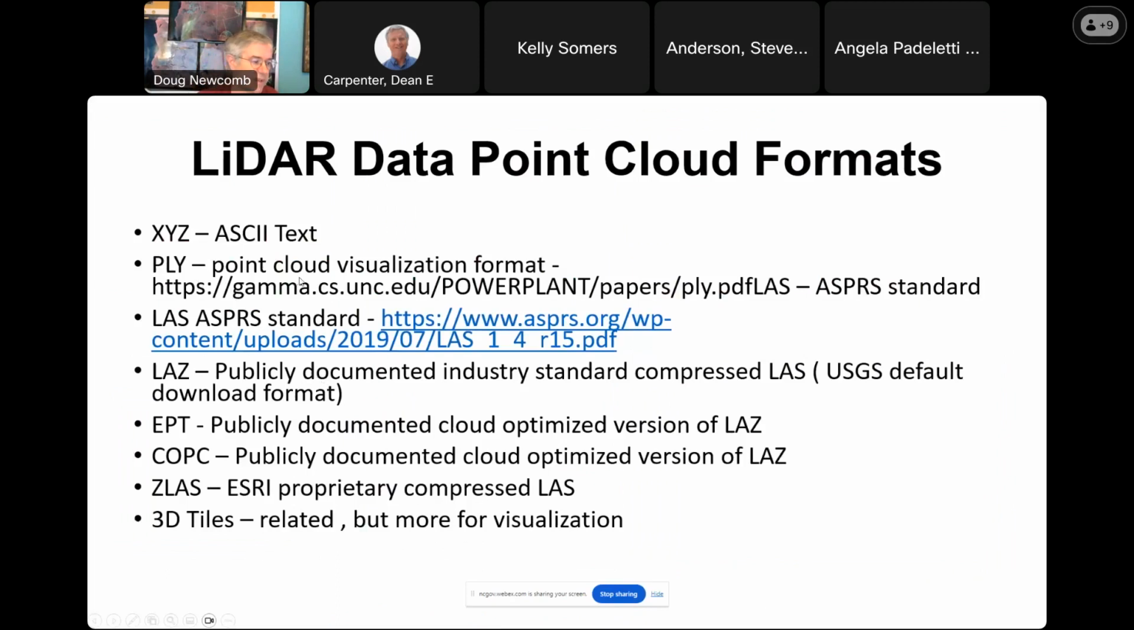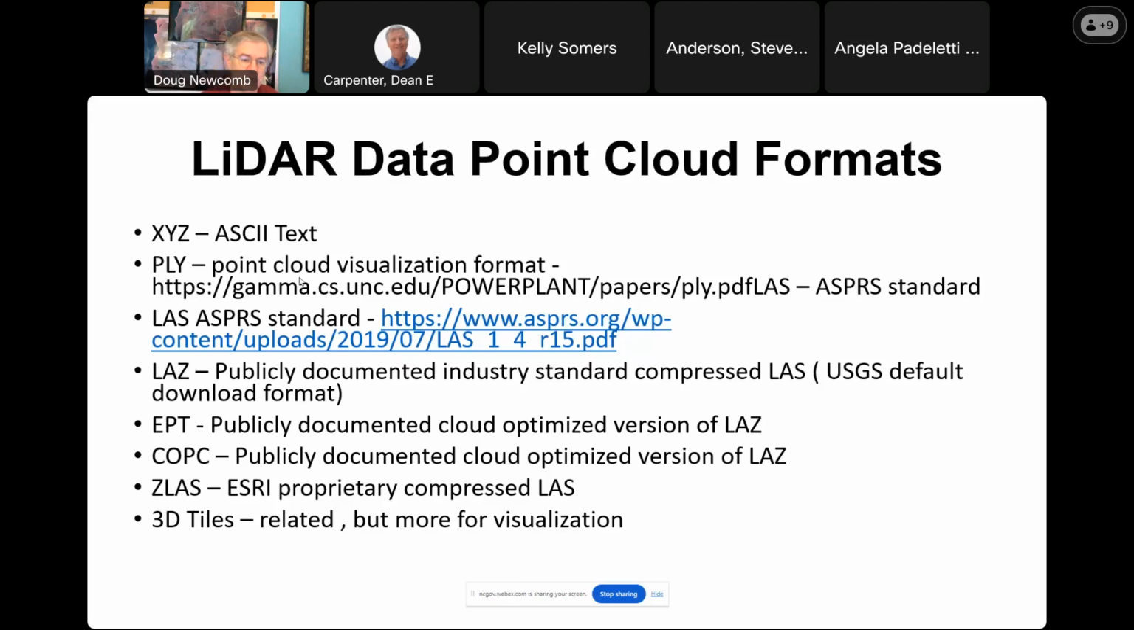PLY is a data format that you can use, it's more for visualization. The ASPRS standard for LiDAR data is the LAS standard, and I've got the link there. LAZ is the publicly documented industry standard compressed LAS format, and that's what USGS uses by default to download their data. If you go to USGS sites, everything is in the LAZ format. EPT is sort of an indexed version of LAZ, as well as COPC is the cloud optimized version of LAZ.